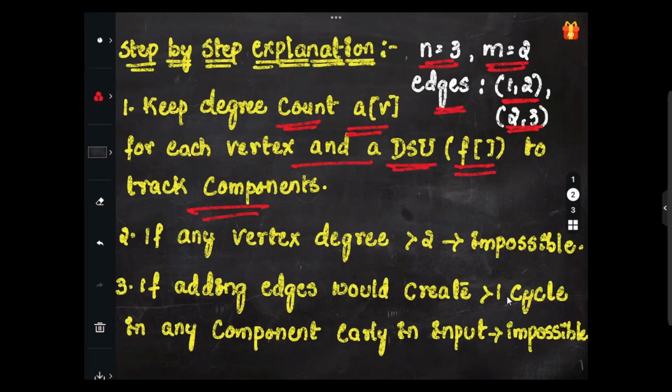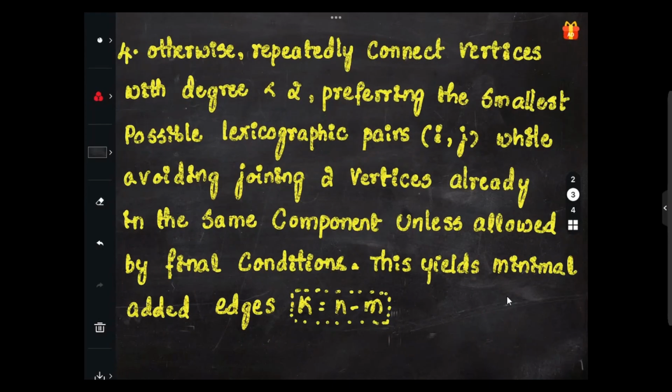Now, let's move on with the second point. Suppose any vertex is having a degree greater than 2, then it is impossible. Just keep this in mind. We have been given m equals 2 here. If adding edges would create more than one cycle in any component, then also it's impossible. We have to add the edges according to the question, and we have to display that in the output as well. So we have written two cases where it is impossible. Just keep this in mind.